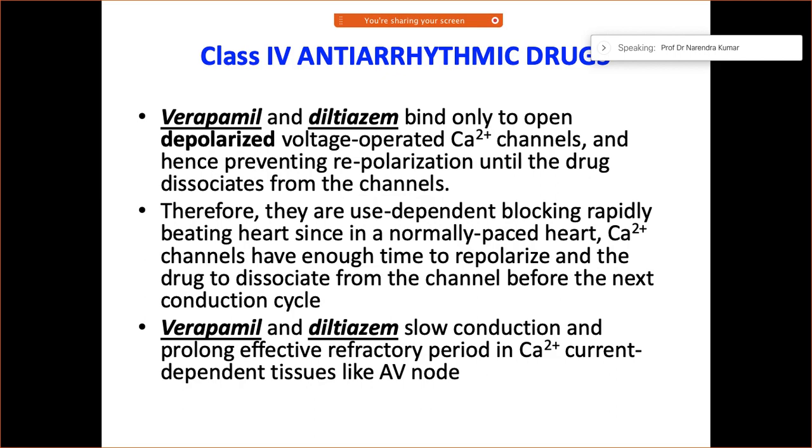As I was already telling you, these drugs tend to bind only to the open, depolarized, voltage-operated calcium channels, and this is how they prevent the repolarization until the drug dissociates from the channel. That's why they are use dependent, blocking a rapidly beating heart, since the calcium channels have pretty good enough time to act upon that, in fact.